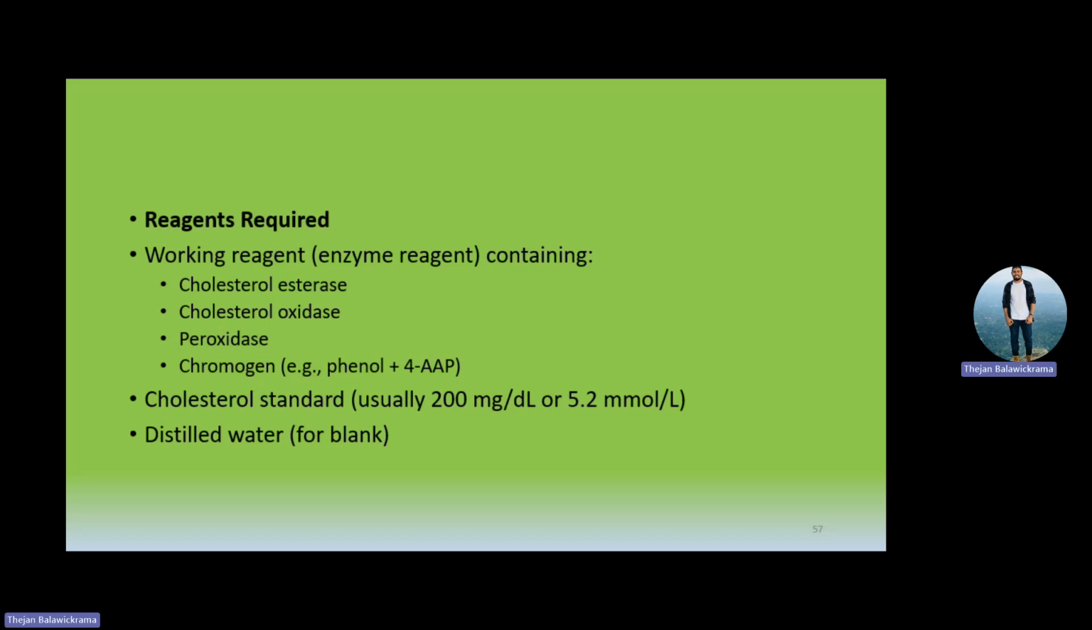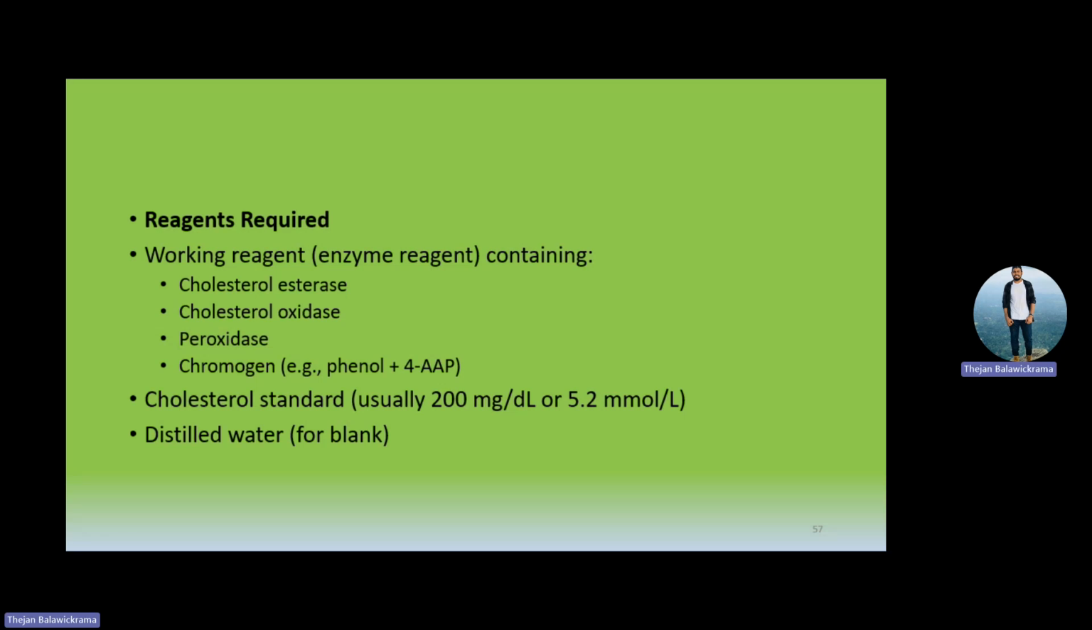Cholesterol esterase we need for the first step. For the second step, we need cholesterol oxidase. For the third step, for reacting with hydrogen peroxide, we need peroxidase. Right. Here was our color region, so chromogen. Right. So those are the things that we need.